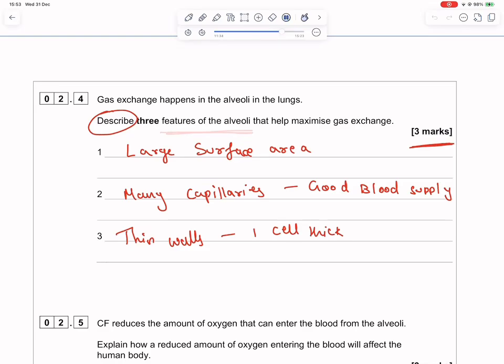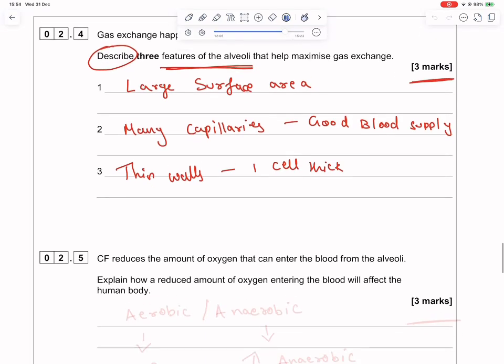Okay, so some of the words which are ignored as adaptations is the pleural membranes are moist, there's a concentration gradient, or any kind of references to any of the pleural membranes is ignored because they're specifically asking for adaptations here, features of the alveoli. So you have to write about the features of the alveoli which are helping maximize the gas exchange.